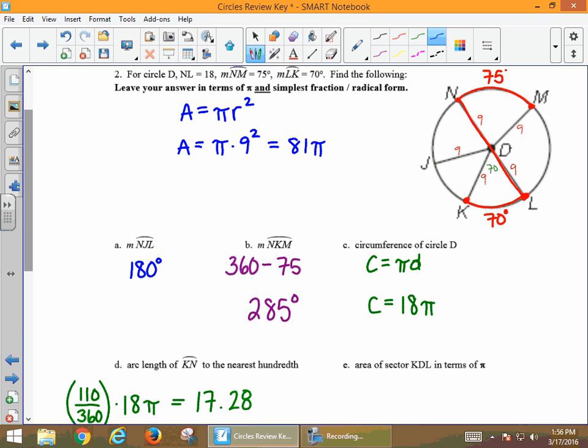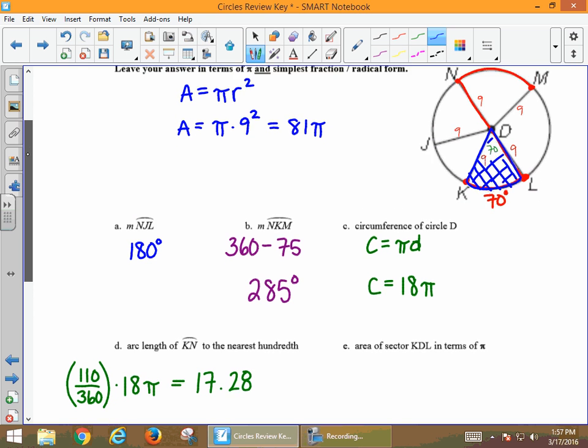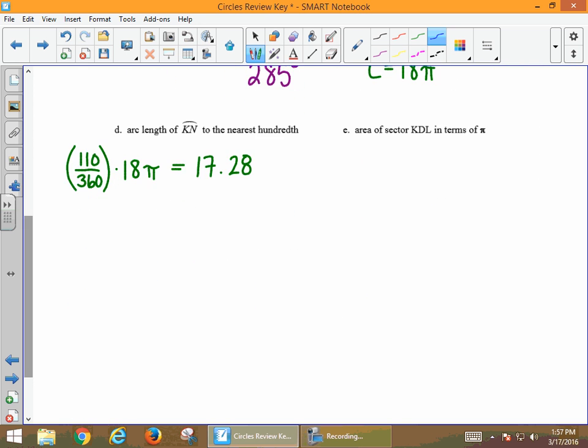But I don't need the entire circle. I just need the part that is sector KDL. I need this sector right here. And if I want to find that area, I will do the same concept as I did in D. I will take the central angle. In this case, you can tell that central angle is 70. The central angle, 70, divided by 360, because I don't need the entire circle's area. I need a proportion of it. So 70 divided by 360.